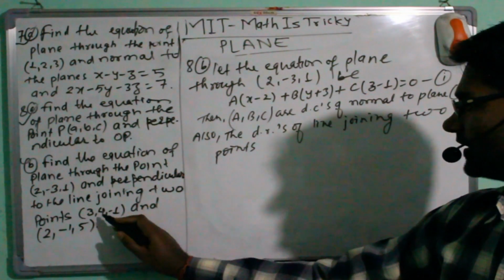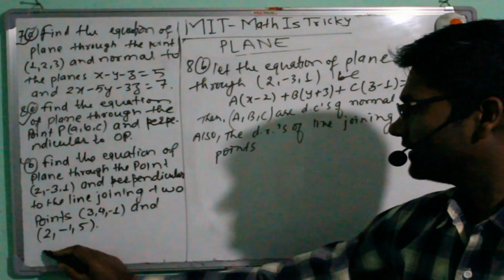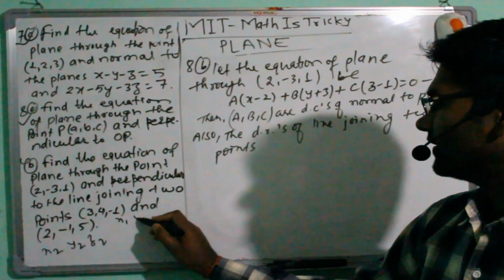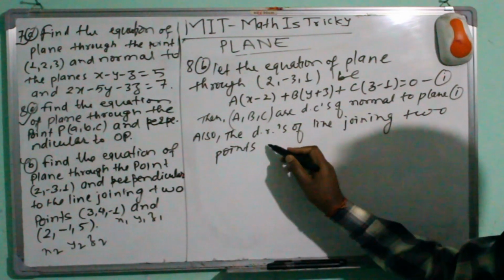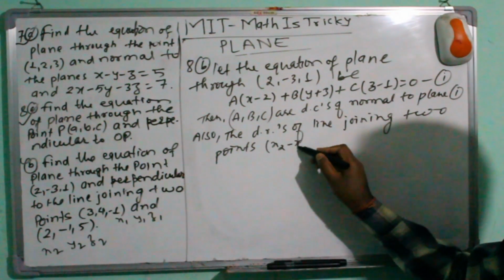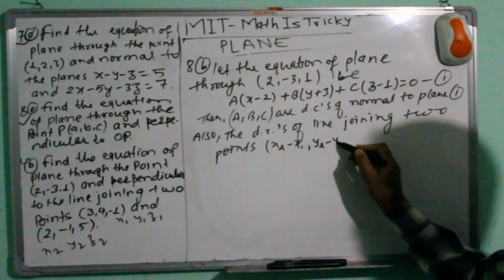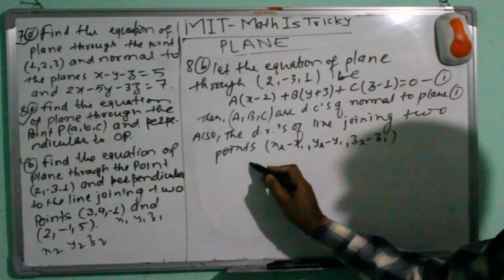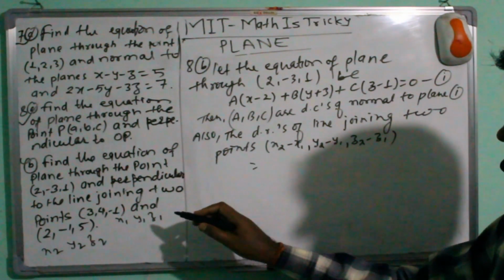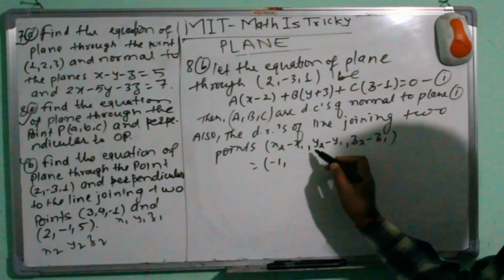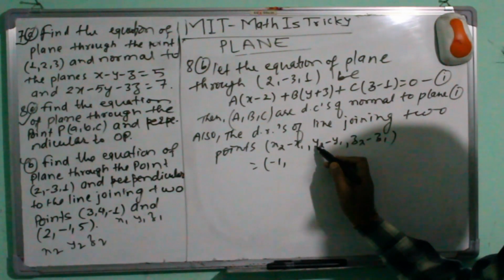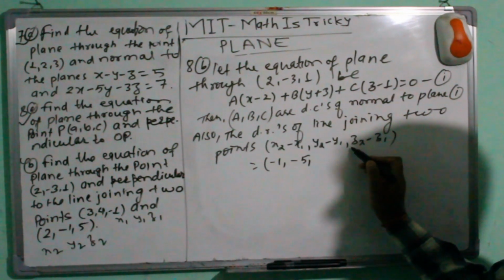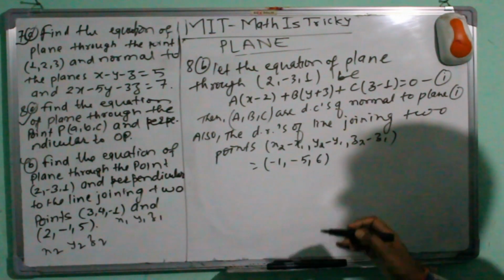Let's see here, this is x1, this is x2, y2, z2, and this is x1, y1, z1. So it gives here x2 minus x1, y2 minus y1, z2 minus z1. So if we subtract, x2 minus x1, minus 3 is minus 1, and here minus 1 minus 4 will be minus 5, and 5 plus 1, 6.